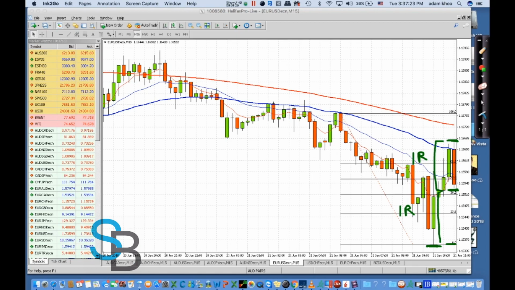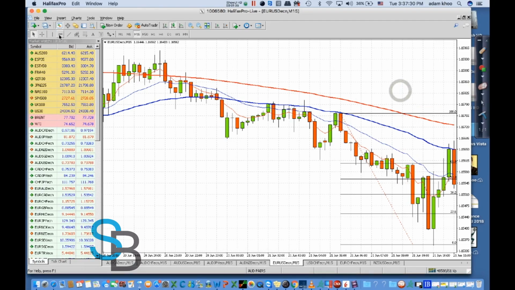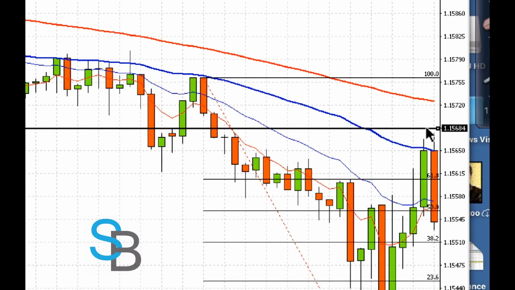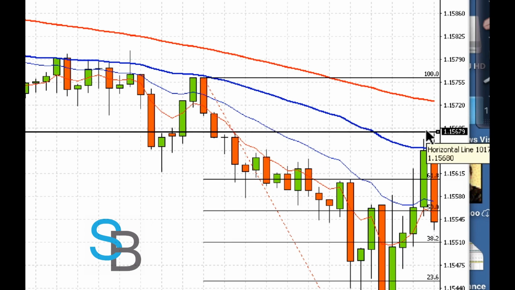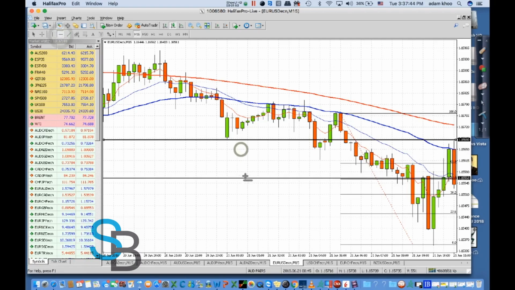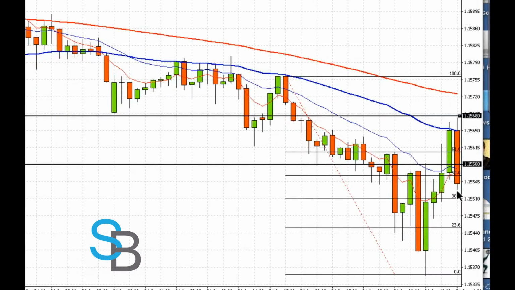So in cases like that, what do I do? I would roughly measure and say, where's my stop loss? My stop loss would always be above the swing high. So my stop loss would be at 156.8, for example. And where do I want to enter? Again, I like to enter not too low.